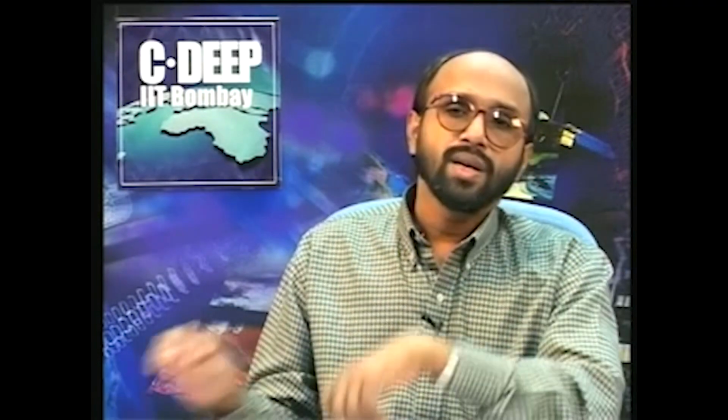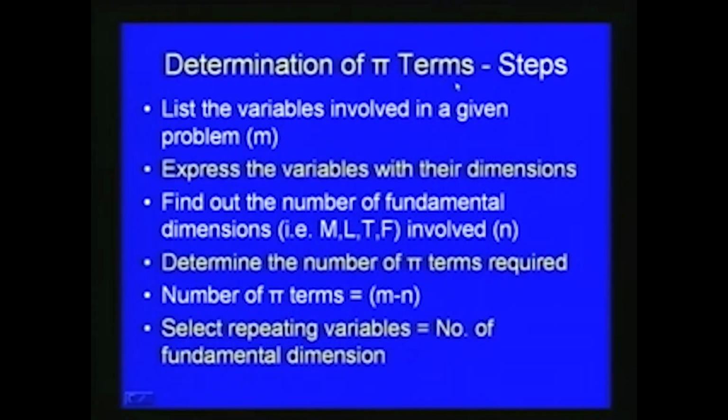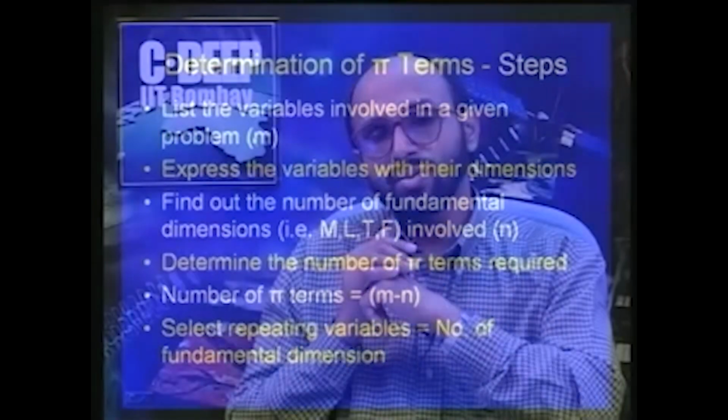Now, in the Buckingham pi theorem we use a step by step method. So, we will start with the various steps and then proceed further. The various steps are mentioned here one by one. The first step in the method is to list the variables involved in a given problem. As we have seen, if there are m variables, we have to list them, like velocity, diameter, coefficient of viscosity, density, and so on. So, that is the first step.